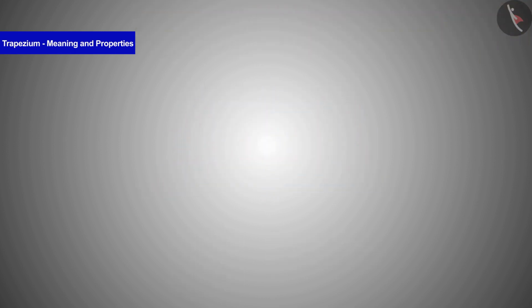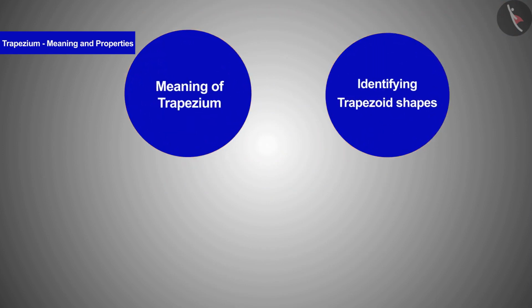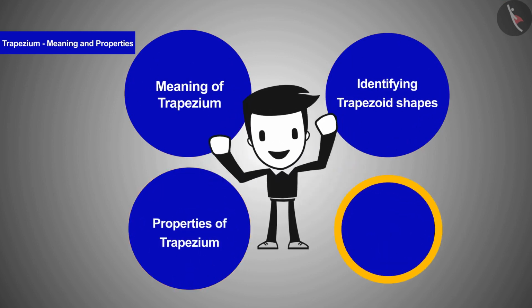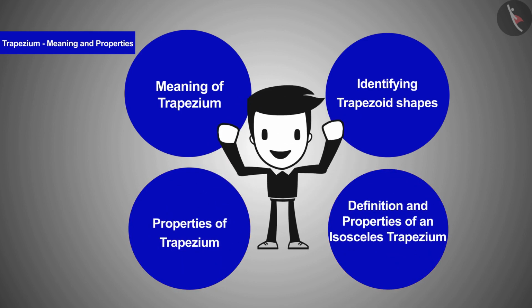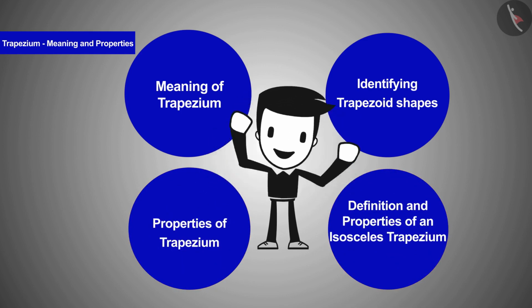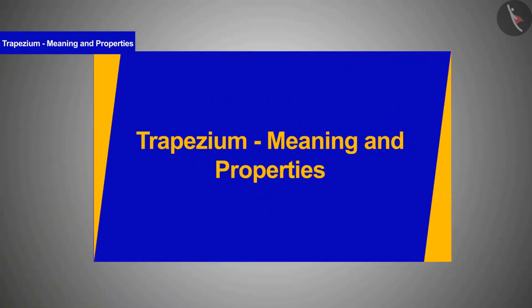Today in this video, we have learnt the meaning of trapezium, identifying trapezium shapes, properties of trapezium, and definition and properties of isosceles trapezium. In the next video, we will see some examples based on these.